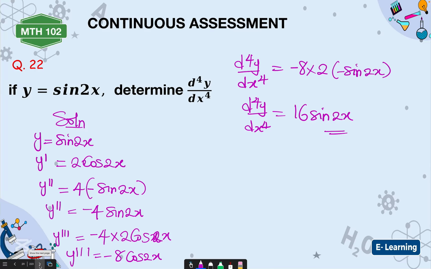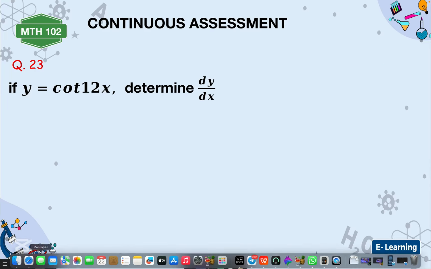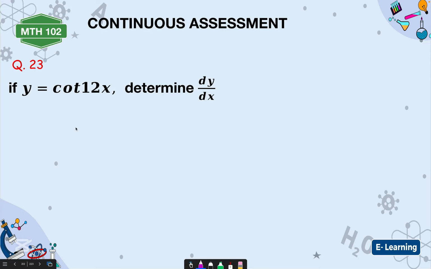Let us see the next one. The next one says find the derivative of cot 12x. How do we find this? It's very easy. Solution. Just say u is what? 12x. So y is cot u. du over dx will be what? 12. When you differentiate u with respect to x, it will give us 12.